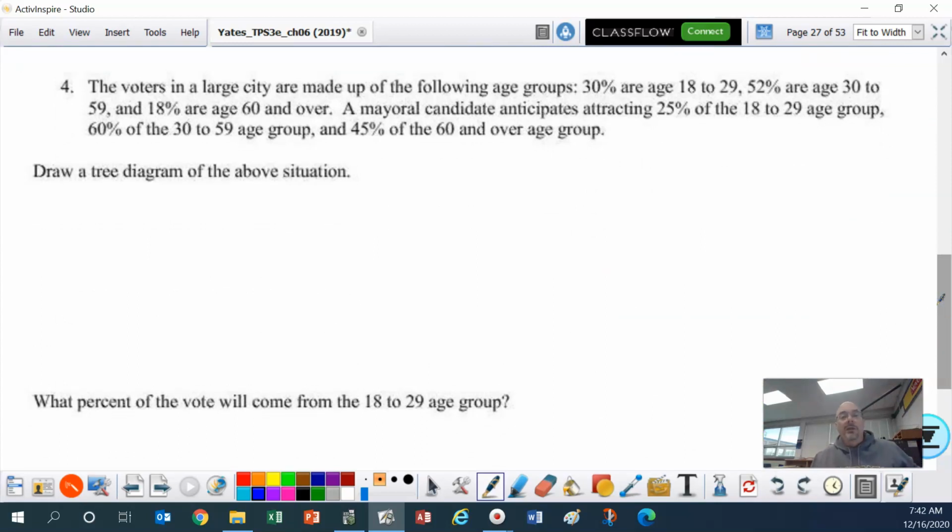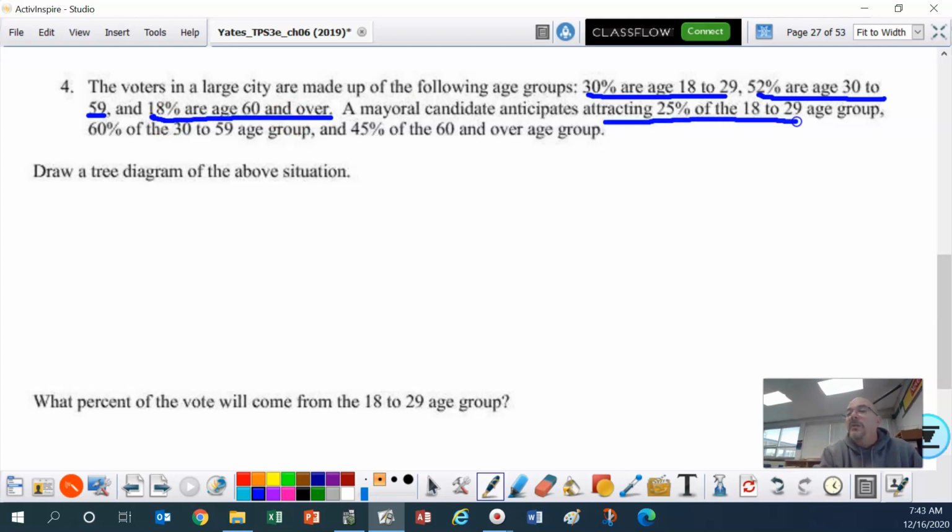A voter in a large city has made up the following age groups. 30% are in the first age group. I'm going to do some highlighting here. 52% are in this age group, and 18% are in this age group. A mayoral candidate anticipates attracting 25% of this age group, 60% of this age group, and 45% of this age group. Draw a tree diagram. Okay, here we go, ladies and gentlemen.